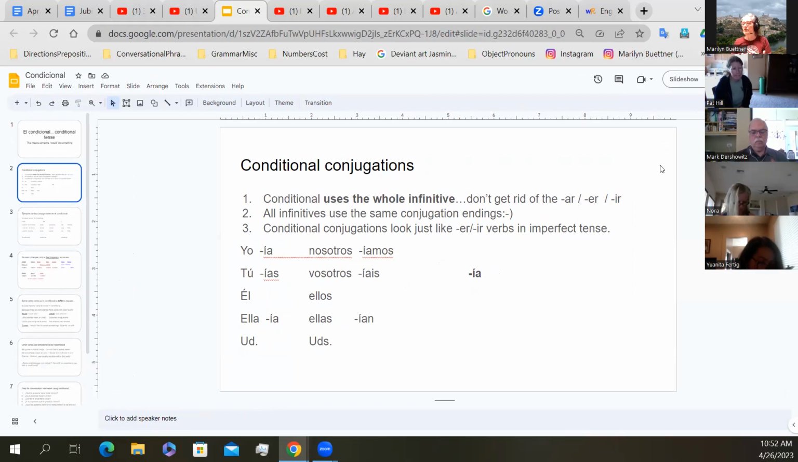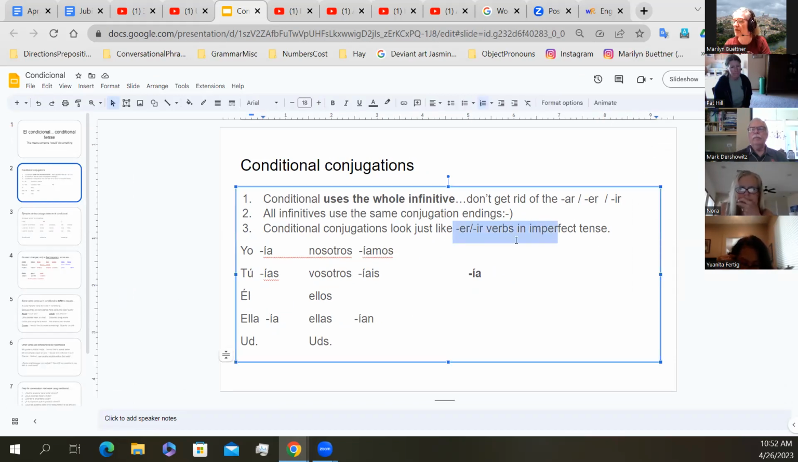All the infinitives use the same conjugations, so I don't have separate things for AR and then ER, IR on the other side. They all use the same things. And you already know the endings because they look like the imperfect for the ER and IR verbs. They all look like this kind of a root: ía, ías, ía again for él, ella, usted, íamos, ían.